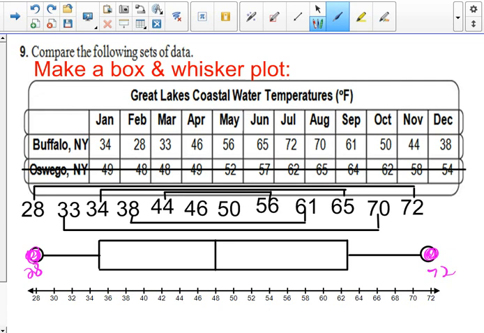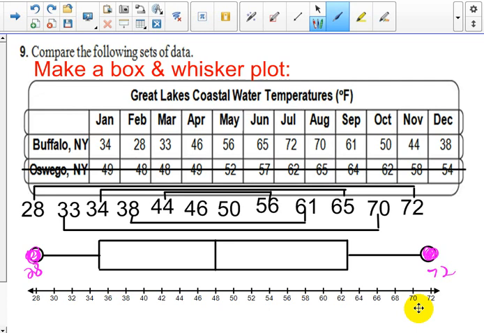Right? So you might have them in tens. You might have a 20, 40, 60, 80. Or 20, 30, 40, 50, 60, 70. Or you'd have to go to 80 because you've got a 72. So you decide how you're going to do your number line. But if you don't put your number line down there, it's wrong. Box and whisker plots must have a number line. All right, so next we're going to find our median.